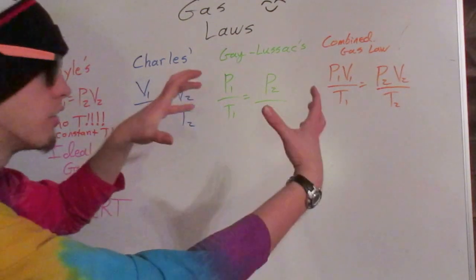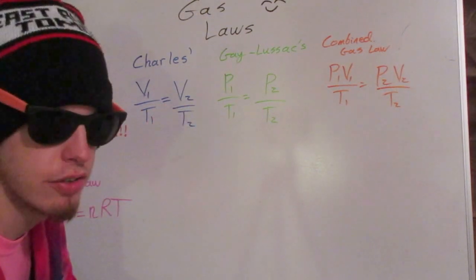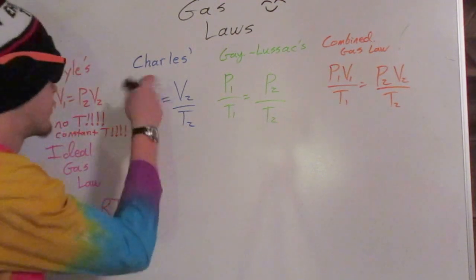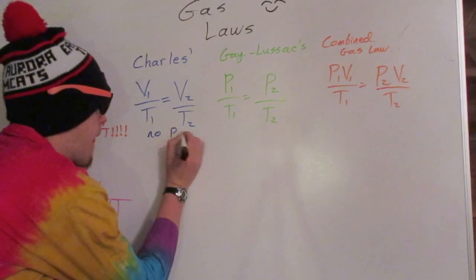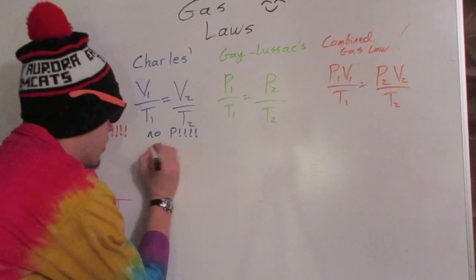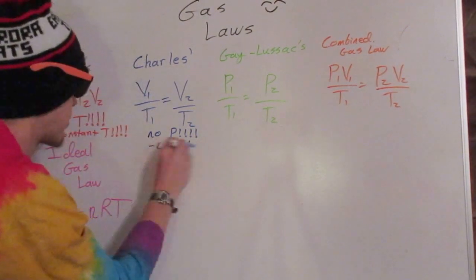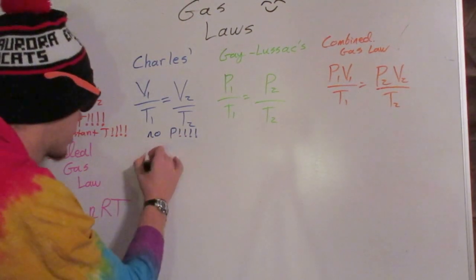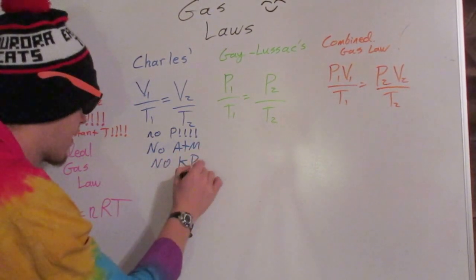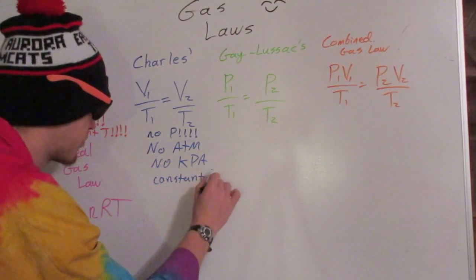With those particles moving, the more pressure you're putting on, the more and more that volume has to fight, making it small. Again, here with V, you see there's no pressure. So I'm not going to say anything about atmospheres. And I apologize, I think I might be writing this a little small, so I'm going to try to write it a little bit bigger. So you're going to have no ATM, no KPA, or it's going to say constant pressure.